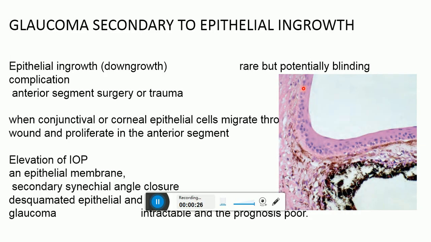So here is the proliferation of stratified squamous epithelium lining the anterior iris surface and filtration angle. Elevation of IOP is due to trabecular obstruction by one or more of an epithelial membrane, secondary synechial angle closure, and desquamated epithelial and inflammatory cells. The associated glaucoma can be particularly intractable, and the prognosis is poor.